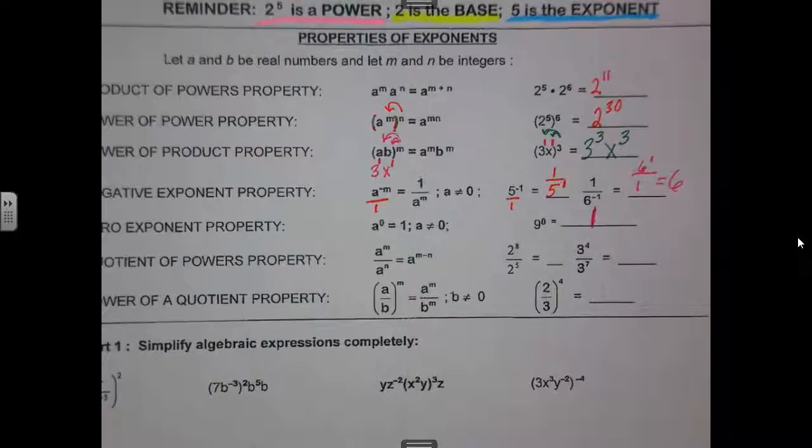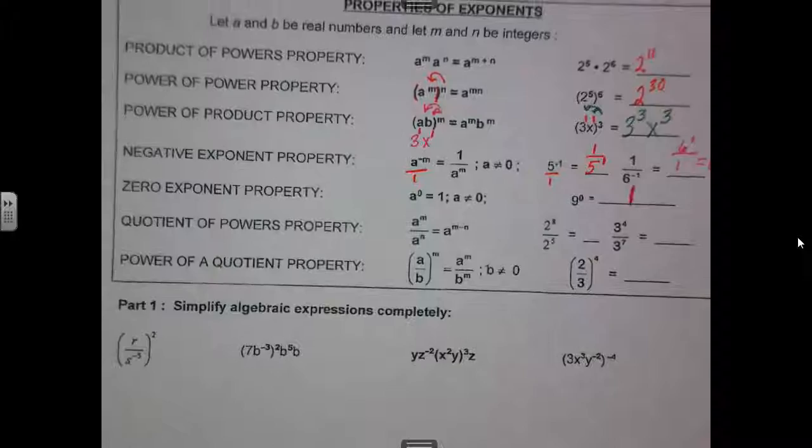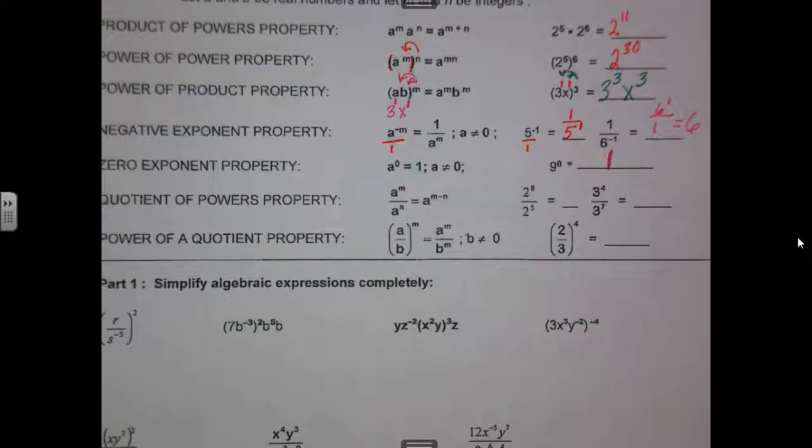Okay. Quotient of powers. What's a quotient? That's right, division.